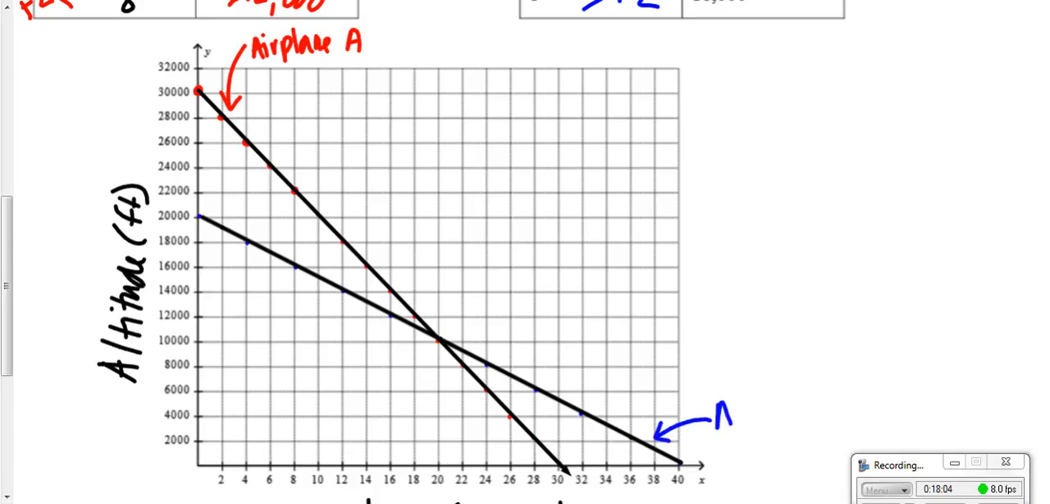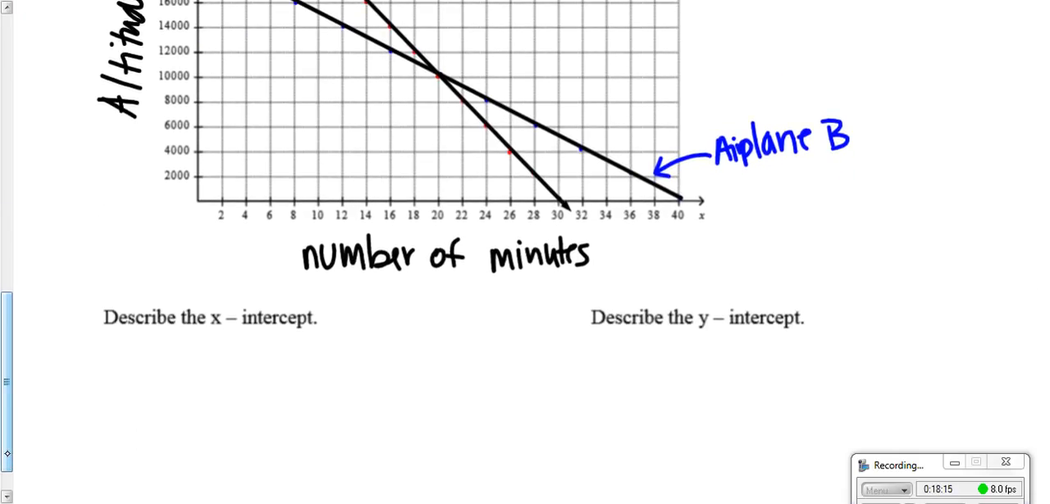This one is airplane B. I see right now I misspelled. I forgot the R for air. There we go. There's a little R. The last thing that we're going to do here is we're going to describe our intercepts.